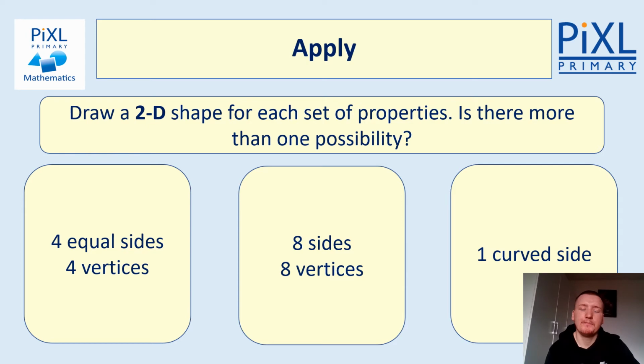The next one, we have 8 sides and we have 8 vertices. If you've got a ruler and a pencil, that would be great, you can draw them accurately. Don't forget to post on your portfolio any pictures that you've drawn. And then the final one, my clue to you is 1 curved side. So you should have drawn at least 3 different shapes, 1 for each of the tasks that I've put on the board. So make sure you post them on your portfolio.